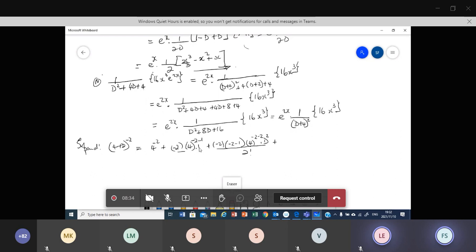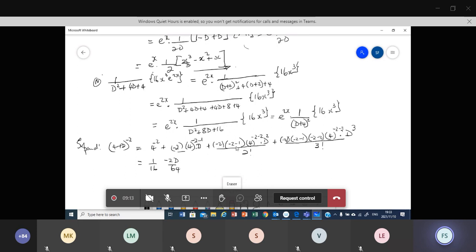Then the third one is built from the previous: minus 2, minus 1, minus 2, then 4 to the power minus 2 minus 3, then d cubed over 3 factorial. If you work this thing out, this is 1 over 16. Here this is minus 2, and this is 4 to the power minus 3. 4 cubed is 64. So that is minus 2d over 64.